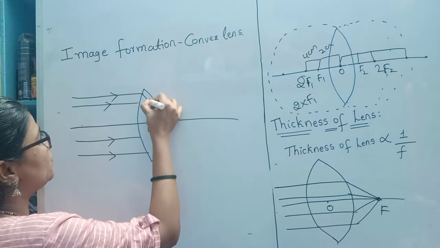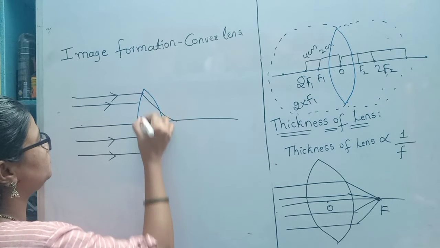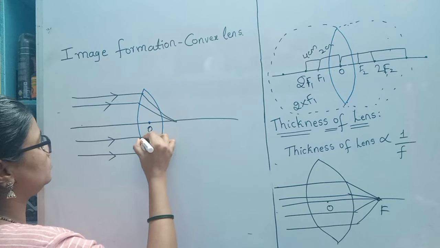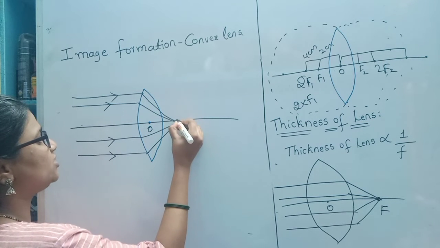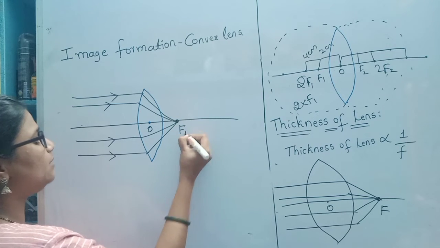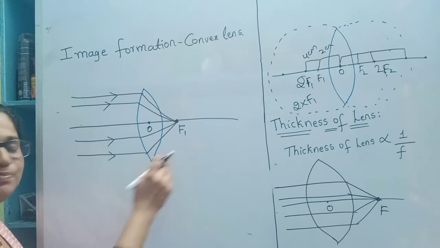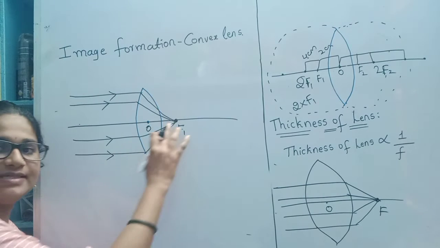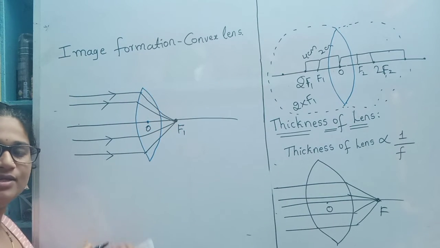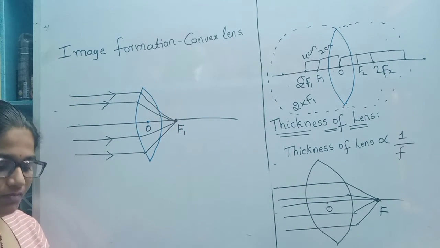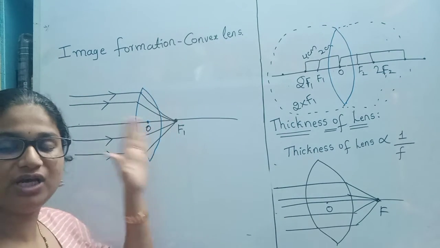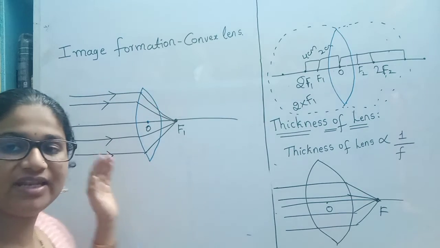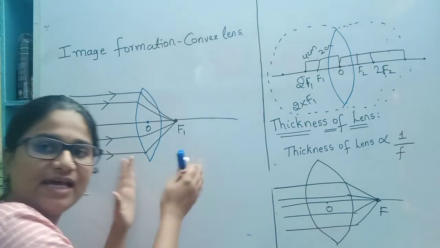After refraction, the rays will get converged and meet at a point which is called the principal focus. This is the principal focus. So this is what happens when the object is at an infinite distance, when all the rays are parallel.